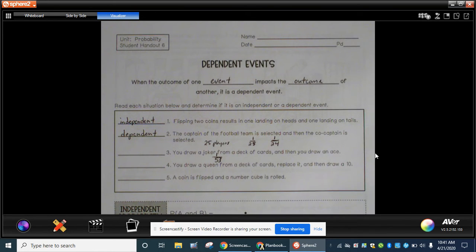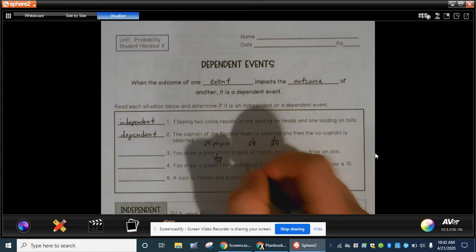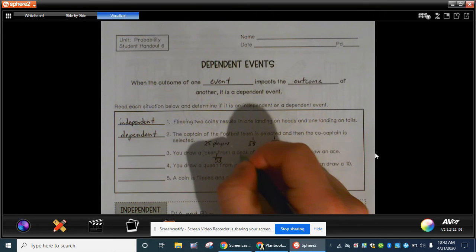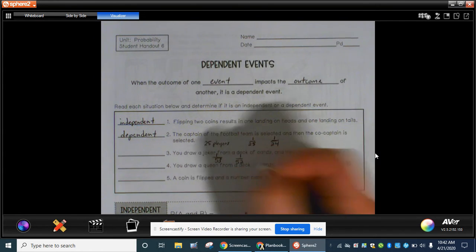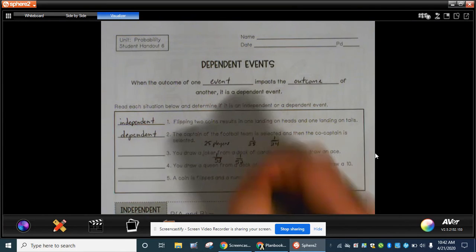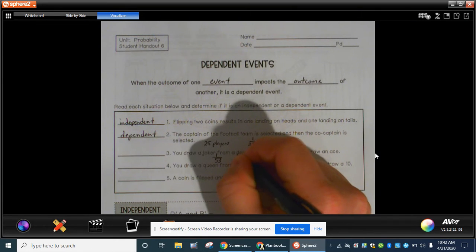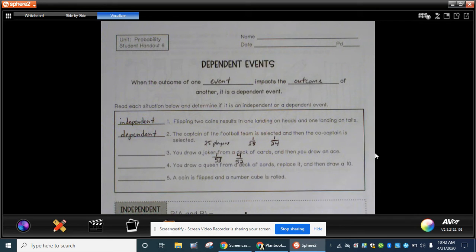Okay, so this here can become somewhat confusing, but I want you to know something. It does not say anything about replacing the card or putting the card back into the deck to choose another card. So essentially, I'm going to assume that we're going to draw a joker out of this deck of cards and then not replace it. So that means my next probability would be 1 out of 52 to choose an ace. Sorry, 4 out of 52 to choose an ace because there's 4 aces in a deck of cards.